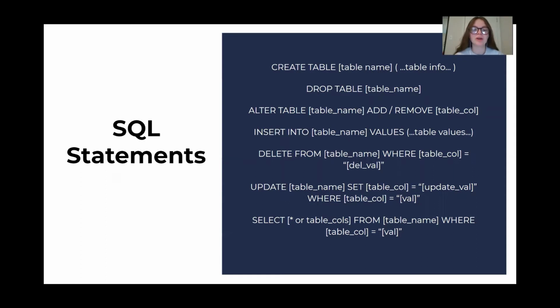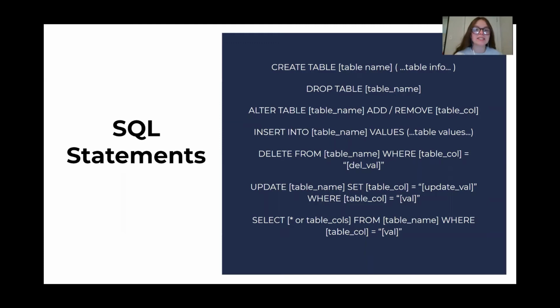And then you can alter table columns by altering table name, which would be car, and you can add color, or you can remove color, or you can remove year. And then you can insert rows into a table by doing insert into car with values: make equals Honda, model equals Civic, year equals 2016, and color equals blue.